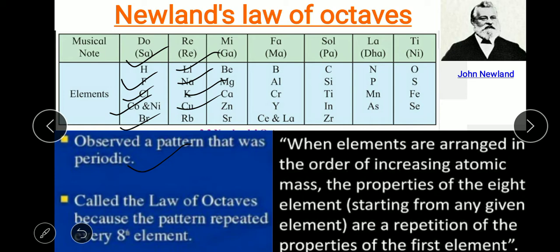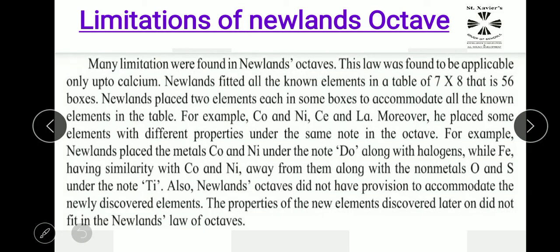Now, when elements are arranged in the order of increasing atomic mass, the properties of the 8 elements starting from any given element are a repetition of the properties of the first element. According to him, you can start from any element, and when you reach the 8th element, you will find that it has the same property as the first one, students. Let us see the limitations.